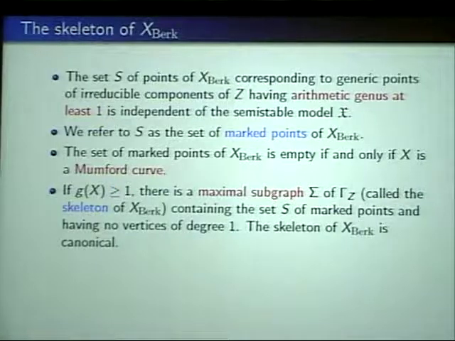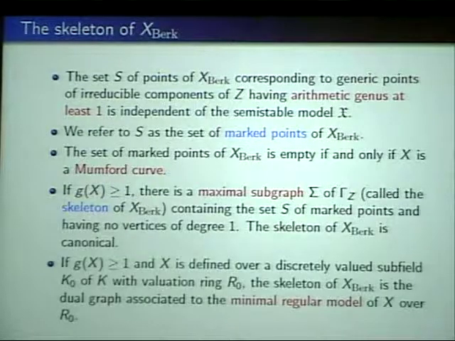When the genus is 0, you have no marked points. The whole space is contractible, but you don't know where to contract it to. So in this case, there's nothing you can do that's canonical. But otherwise, like in the Tate curve case, the whole space retracts onto this circle, and there's something canonical and minimal about that circle.